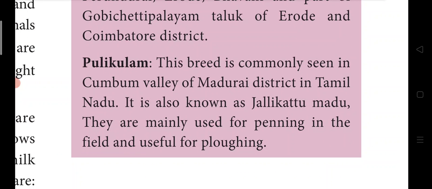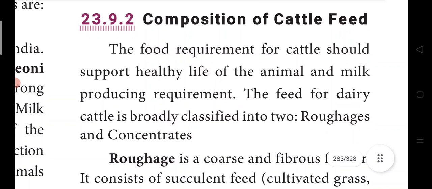Puliculam, this breed is commonly seen in Kambam Valley of Madurai district in Tamil Nadu. It is also called Jallikattu Madu, which is used for Jallikattu purposes also. They are mainly used for penning in the field and are useful for ploughing.